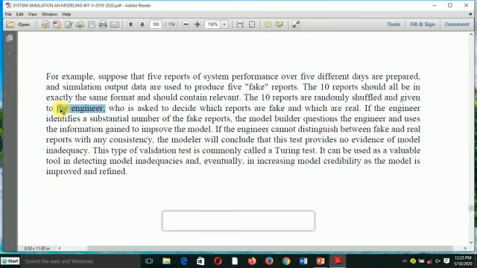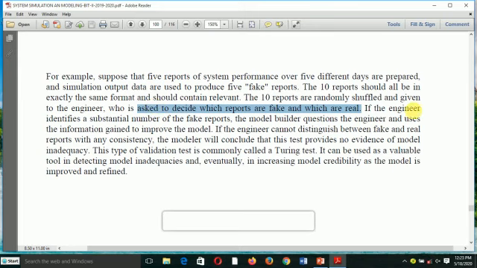It means that when they fall down, they are mixed. If they are mixed, the fake ones will be mixed with the real, the correct ones. So you will give them to the engineer, and you ask him to decide which reports are fake and which are real. If you want to test that engineer, you give him the mixed correct reports and the fake ones, and you see if he is able to differentiate them.